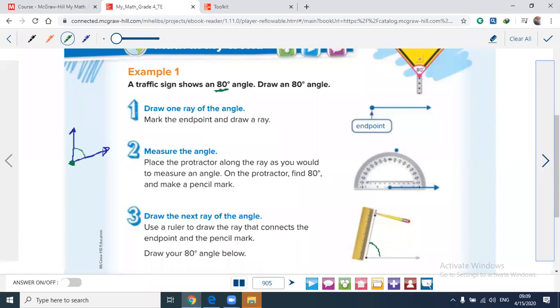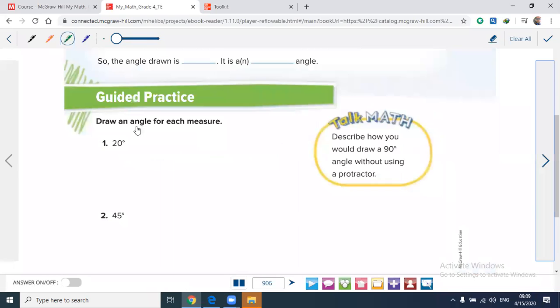In page 910, the guided practice. Draw an angle for each measure. Number 1, 20. Number 2, 45. Number 1, draw an angle for each measure: 20 degrees.